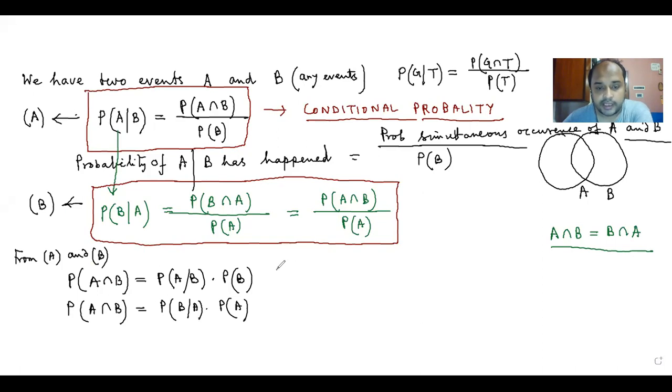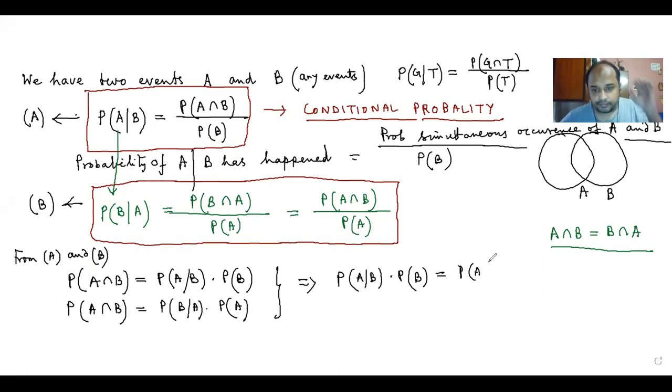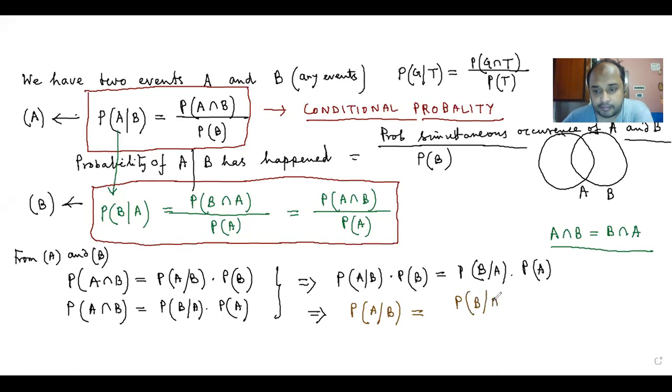Now, if I equate the two things, that will imply probability of A given B into probability of B is equal to probability of B given A into probability of A. And just look carefully at what I'm doing. I can write it as probability of A given B, and I can divide both the sides by probability of B so that I get this particular formula.